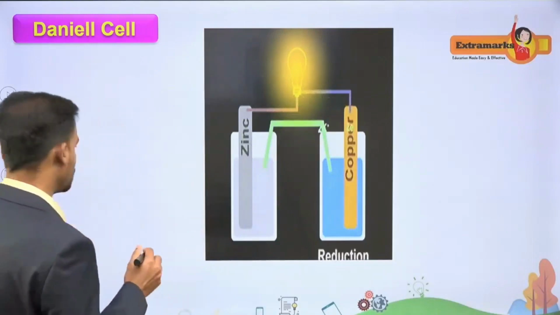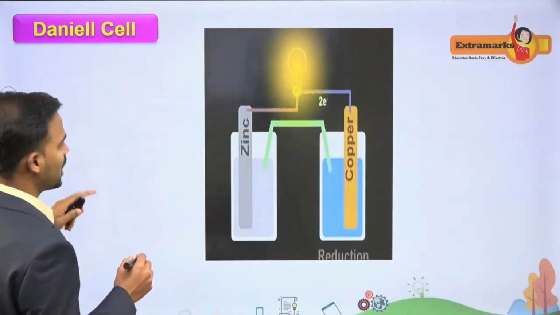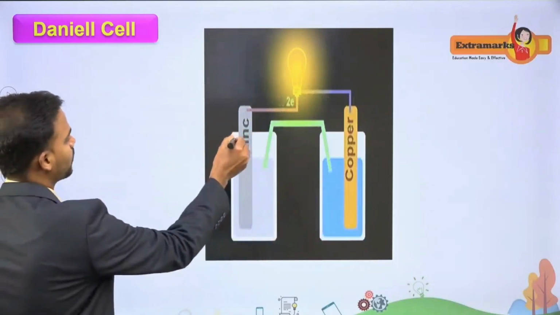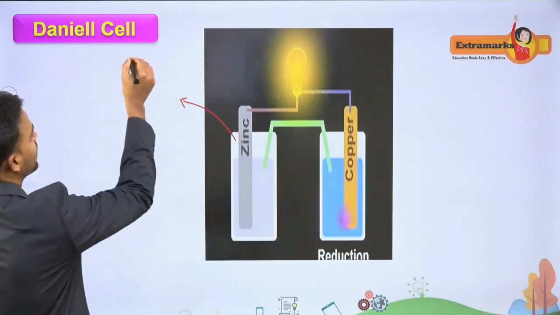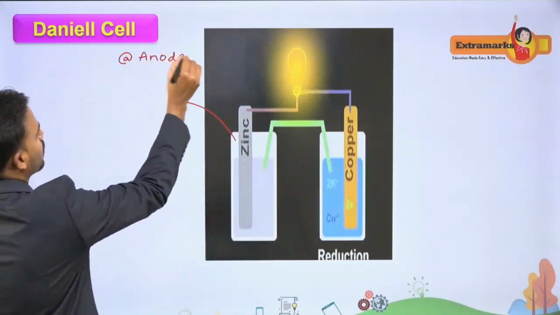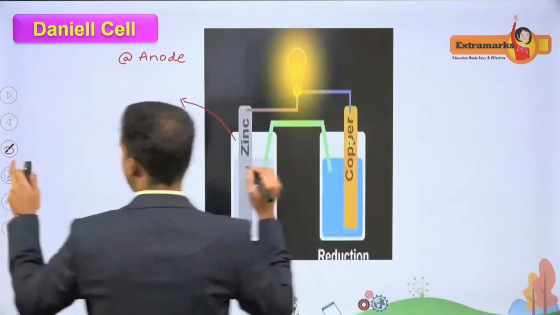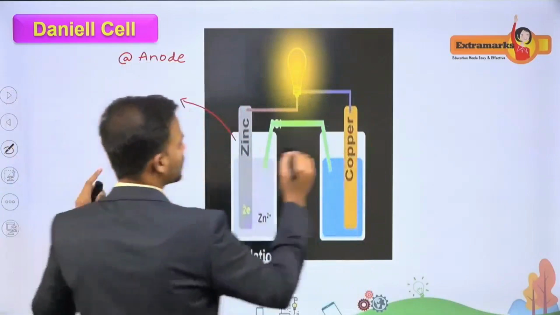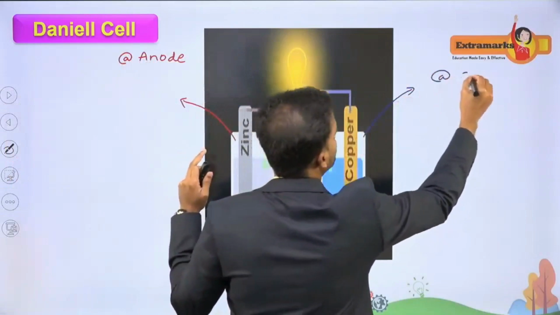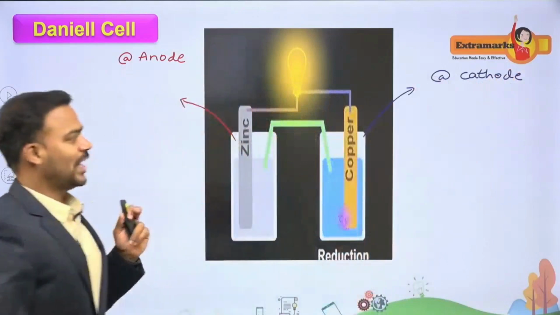So what is the small difference? I'm going to show you. First we will see what is happening in the oxidation half cell and the reduction half cell. Let's see first the oxidation half cell. This is called the oxidation half cell, which means at the anode. I already told you AO and CR. This is your anode and this is your cathode. Shall we start with the cathode part or the anode part?